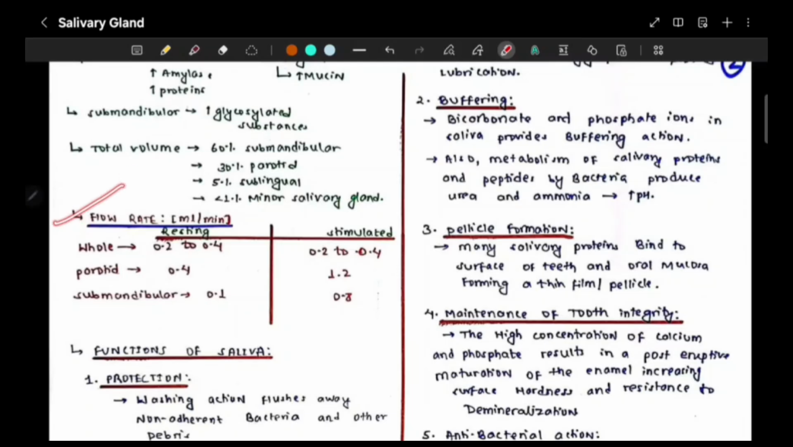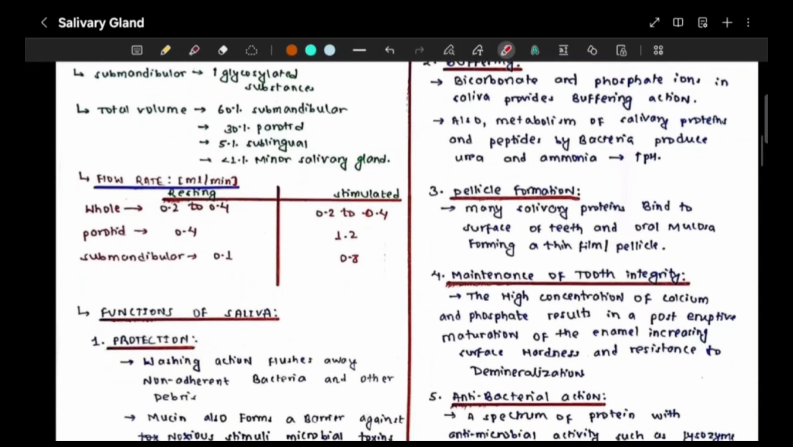After that, there is the flow rate. Flow rate means how much saliva is being produced in how much time. In whole saliva, in a resting condition, when there is no kind of stimuli, it is 0.2 to 0.4 ml per minute, and in the stimulated condition it is also given as 0.2 to 0.4 ml per minute. These data are from Orban's, so you can follow that.